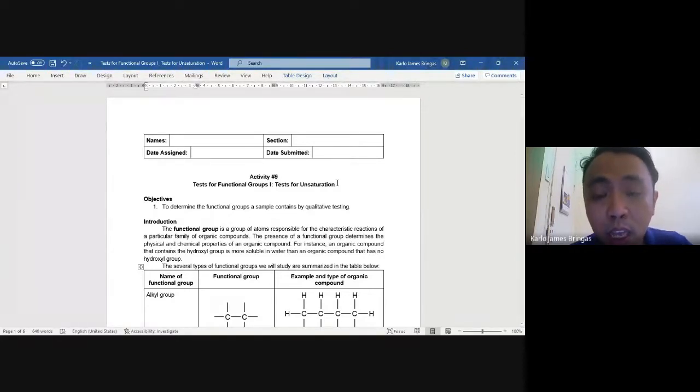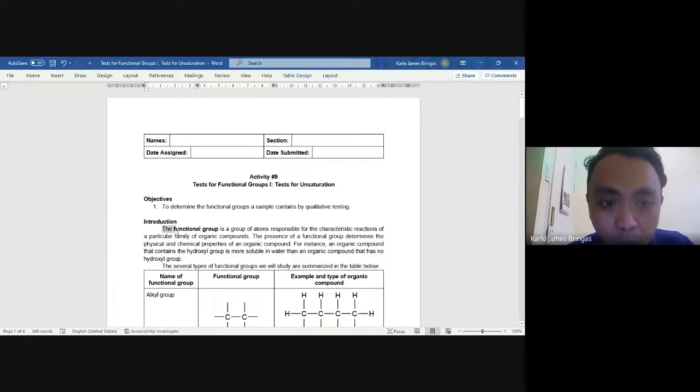So in this activity, we have the following objective. By doing this activity, we aim to determine the presence of a particular functional group in a sample by qualitative testing. Qualitative testing means that you simply test for the presence or absence. You're not trying to test how much of a particular thing there is, only whether that thing is present or not. So that's what we mean by qualitative testing.